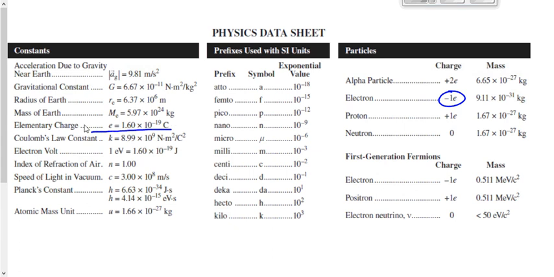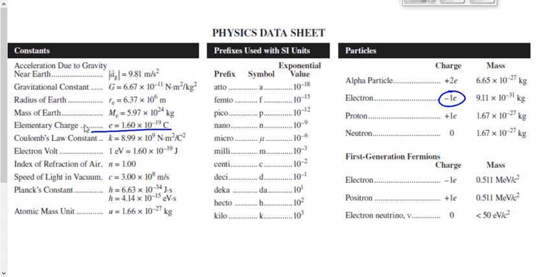So an electron is negative 1.6 times 10 to the minus 19 coulombs. A proton is positive 1 times 1.6. What would an alpha particle be? Whatever an alpha particle is, that comes later on in the course. Charge of an alpha particle would be 3.2 times 10 to the minus 19 coulombs. And the masses are given to you there as well.